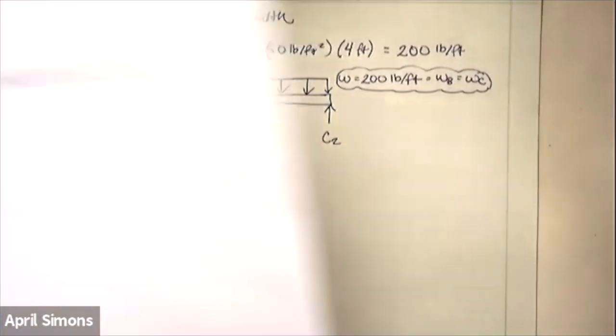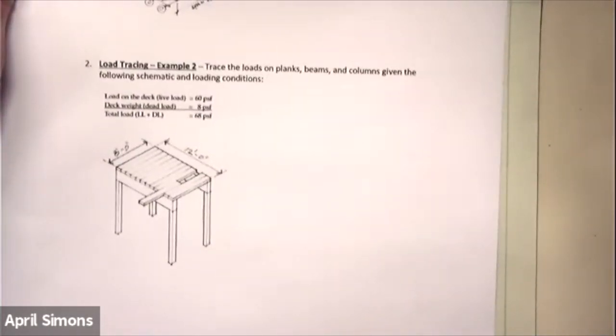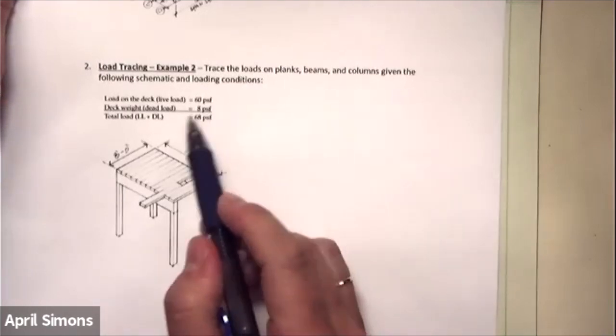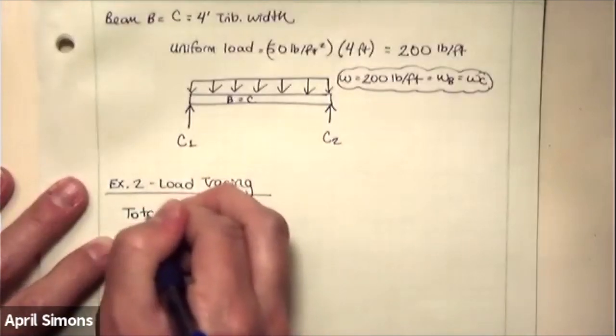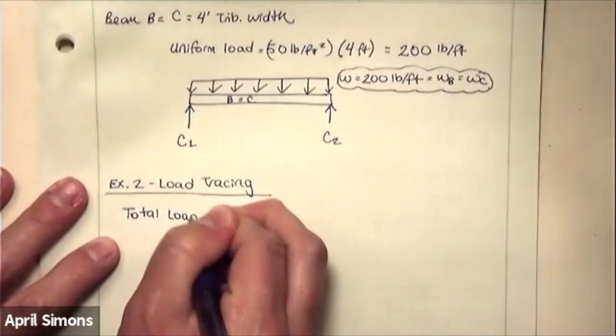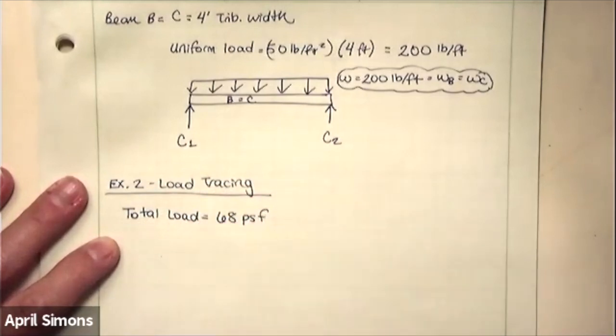All right, example 2, load tracing. Okay, let's look again at what we're given and what we're asked to do. So here we're given the dead load and live load. They've already added those for us here, so 68 PSF. So our total load is 68 pounds per square foot.